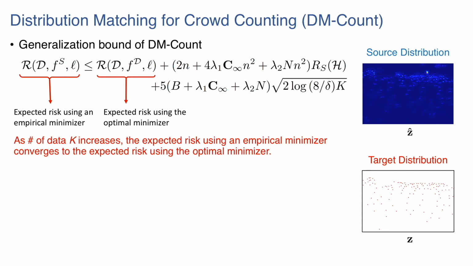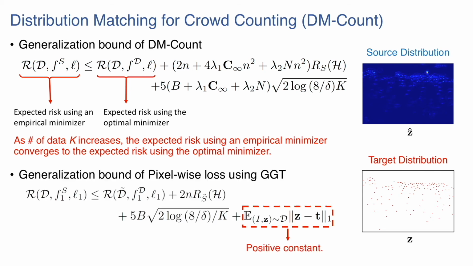We show the generalization bound of DM-Count. As the number of data k increases, the expected risk using an empirical minimizer converges to the expected risk using the optimum minimizer. This bound is tighter than the generalization bound of the pixel-wise loss using Gaussian smooth ground truth, because the generalization bound of the pixel-wise loss has a positive constant term, which is the gap between the real ground truth and the Gaussian smooth ground truth that prevents its convergence.